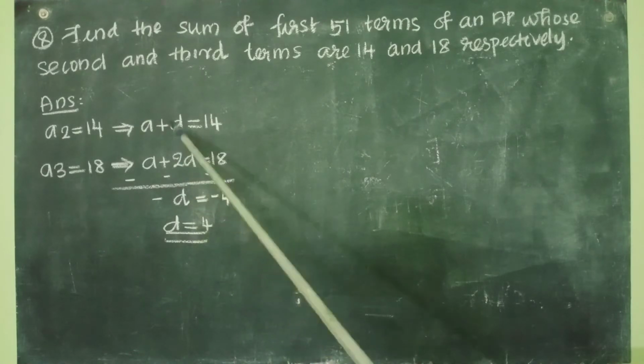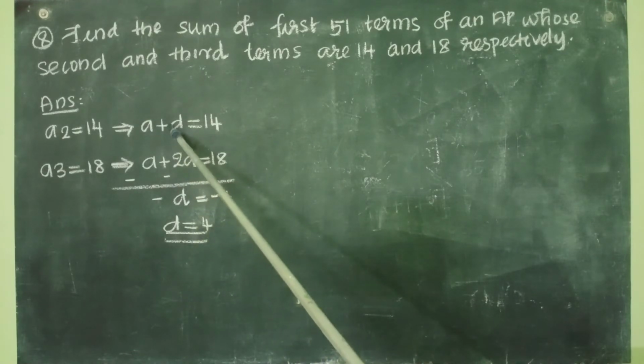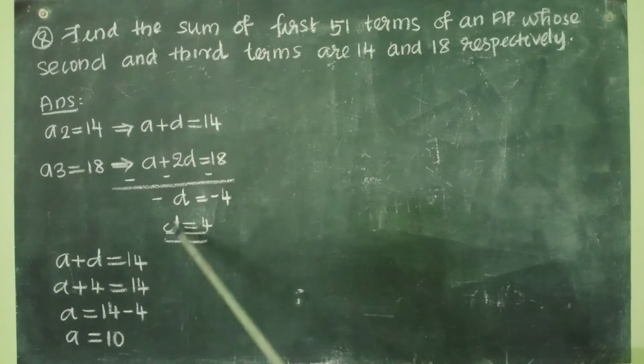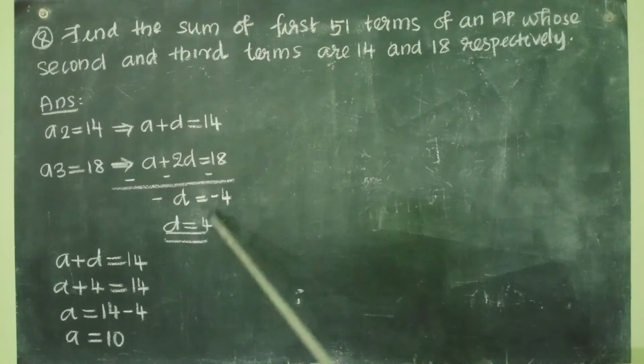Now we can give the value of D equal to 4 in this equation. A plus D equal to 14, that is A plus 4 equal to 14. A equal to 14 minus 4, that is A equal to 10. So we got the value of A equal to 10 and value of D equal to 4. We have to find out the sum.